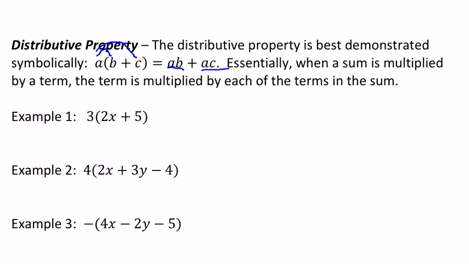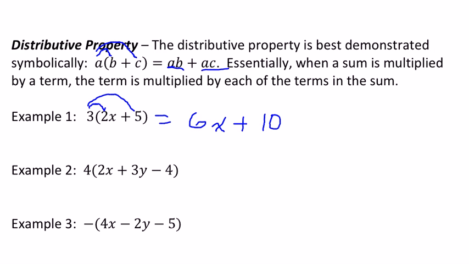Essentially what you're doing is multiplying the term on the outside of the parentheses by every term of the sum or difference that's inside the parentheses. We often refer to the distributive property as a multiplication property over addition, meaning you're doing multiplication multiple times across an addition problem. So to look at some examples, if you've got 3 times the quantity, quantity means parentheses, 2x plus 5, you just do 3 times 2x, and 3 times 5, and that gets you 6x plus 10.